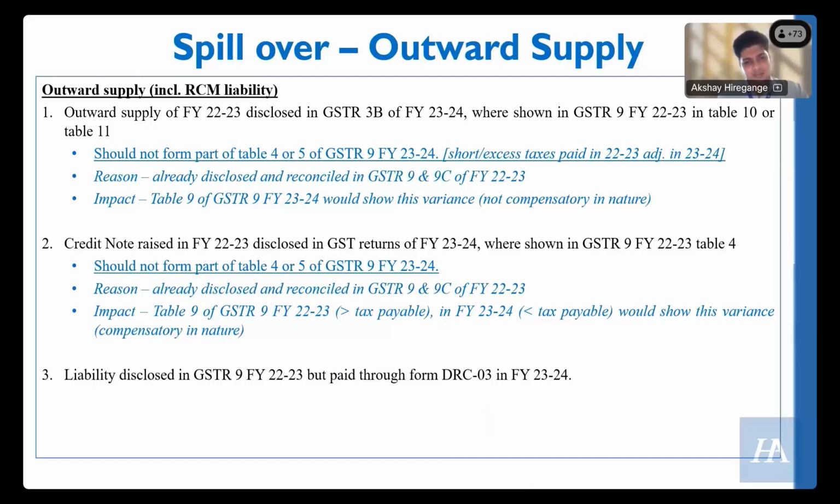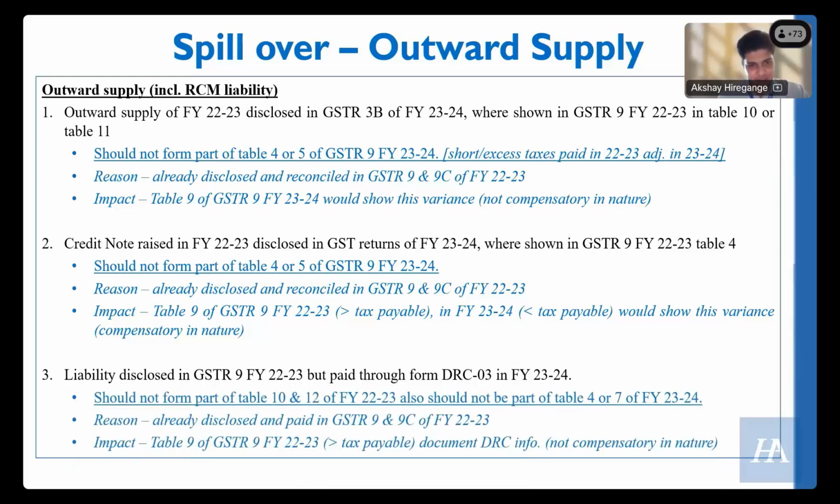GSTR 9 will show a higher tax payable in the first period and a lower tax payable in the next financial year. This is compensatory in nature, tax payable versus tax paid across the 2 financial years. The reconciliation will also need to be done in GSTR 9C. If it is done in this manner, you must be very well aware of this impact and make a note of the reasons for variance.